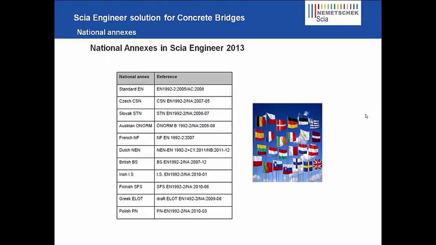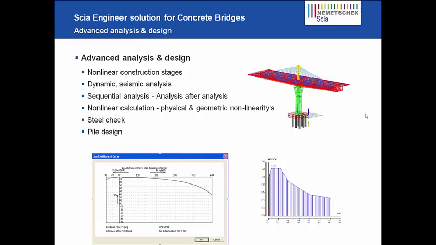This is an overview of Scia Engineer 2013. Of course, we are by now much more advanced. We have a lot more of them. And besides the different points that I've shown you, there are also other types of analysis. You have the nonlinear construction stages, you have the dynamic or the seismic analysis, sequential analysis, nonlinear calculation, steel check, pile design, and also many other types of advanced analysis, which can also be used for civil engineering, but which I have not included in this webinar.